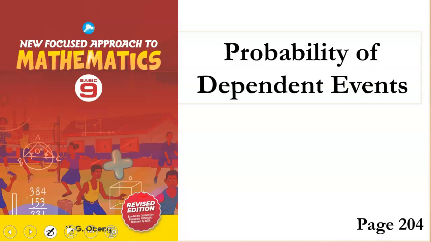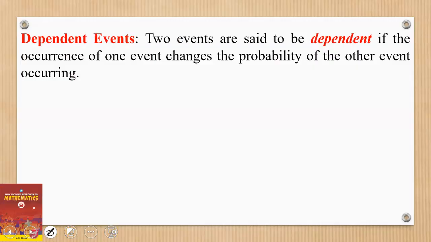This is the revised edition. And in this lesson, we are looking at probability of dependent events. This lesson can be found on page 204, dependent event. Remember in Book 8, we did independent event, and I told you we are going to do dependent event as we progress. When we say two events are dependent, we are looking at the fact that the occurrence of one event changes the probability of the occurrence of the other.